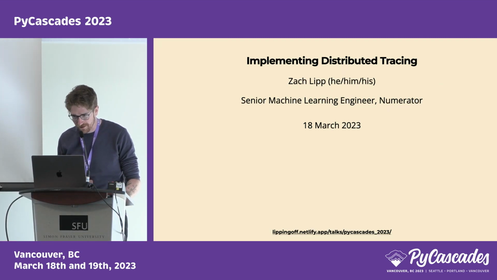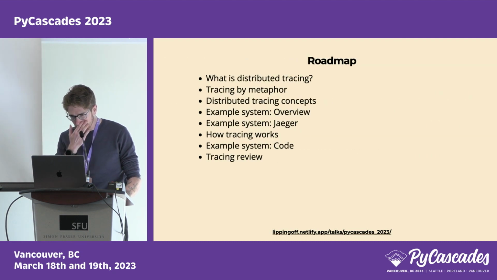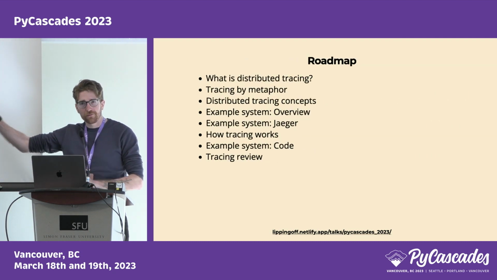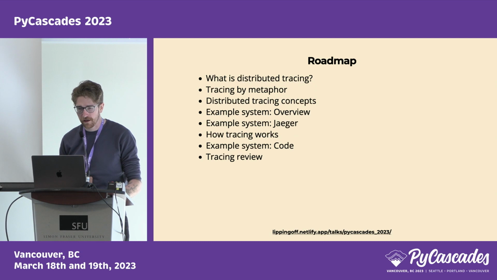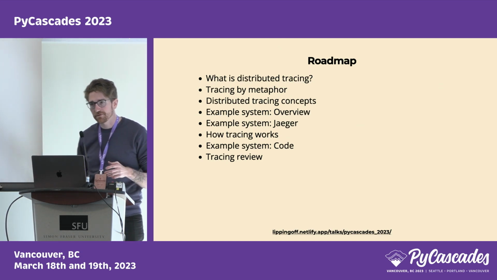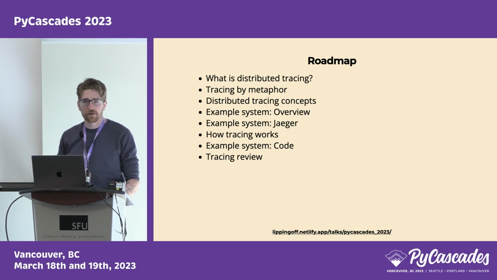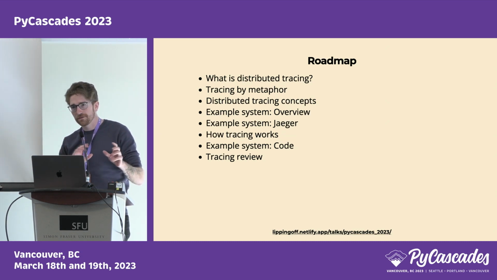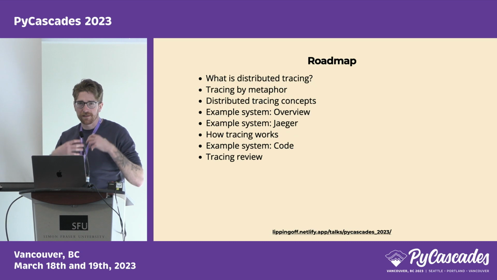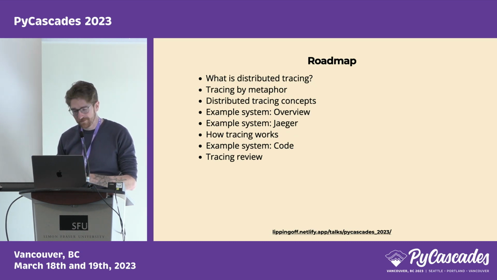But let's get started. I've got a detailed roadmap here of what I'm going to cover in this talk. I'm not going to read it line by line right now, but the general idea is I'm going to be shifting between concepts and examples for distributed tracing. So we're going to talk a little bit about concepts, go to some examples, concepts, some examples, and of course, show some actual Python code.